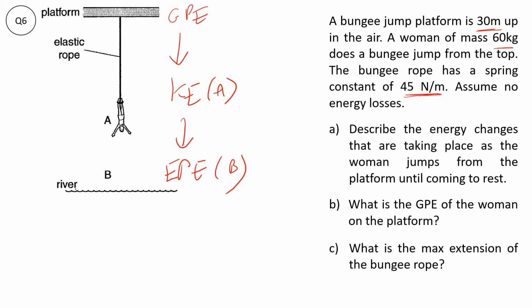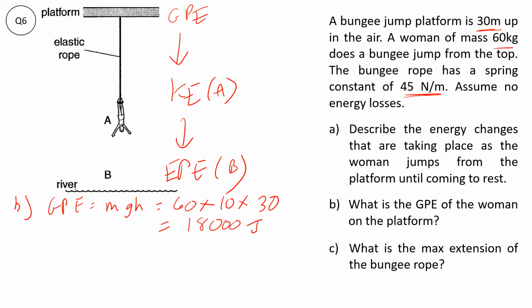What is the GPE of the woman at the top? Okay, so GPE equals mgh, so that's 60 times 10 times 30. Okay, so 60 times 10 times 30 is 18,000. I could have done that without using a calculator.